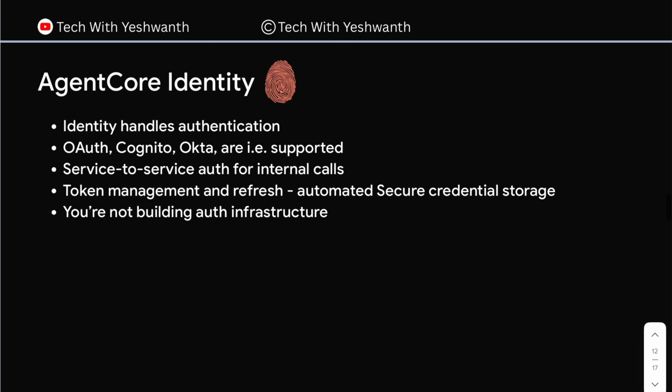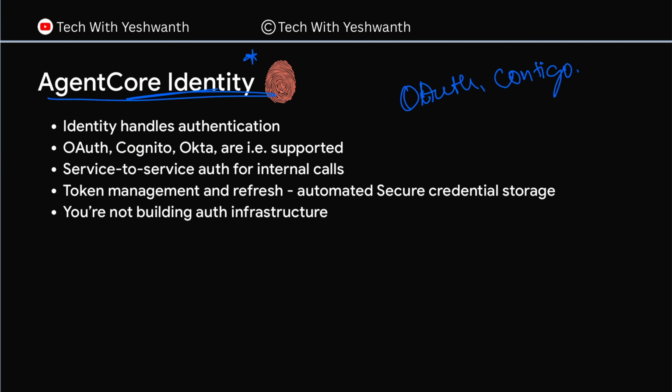Because we are building for production, security is non-negotiable, right? There is something called AgentCore Identity. We will talk about this in the coming lessons. It handles authentication, meaning you can easily connect standard login systems like OAuth or Cognito, which is AWS native, and it also works with Microsoft Entra ID. So you don't have to create and manage your own identity if you want to work with agents. It automatically manages the security tokens and keeps credentials safe, so you aren't stuck building complex login infrastructure yourself.